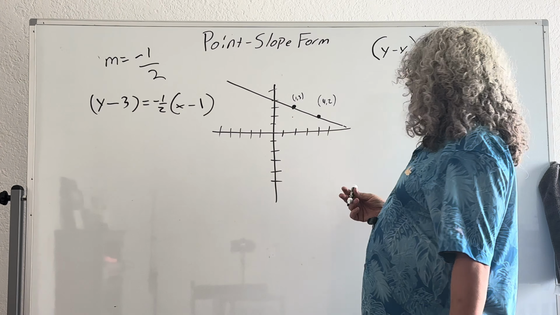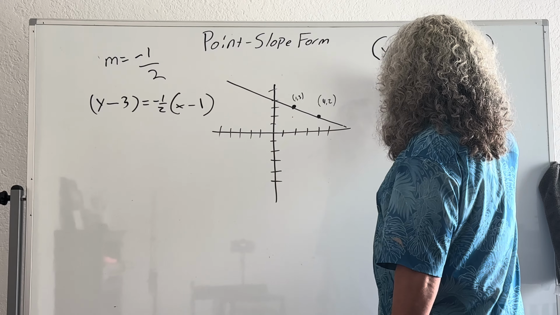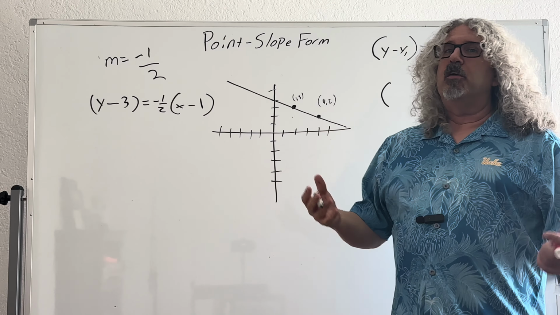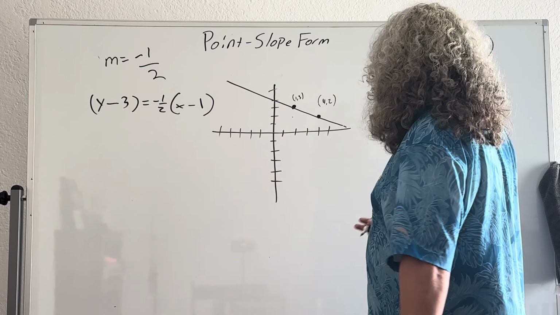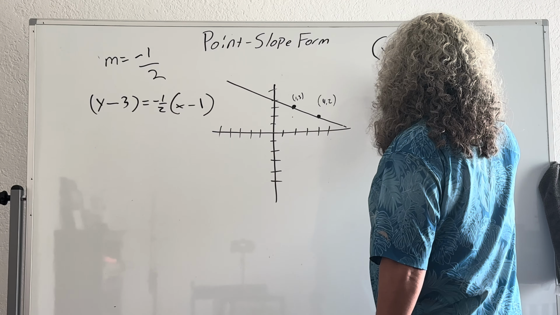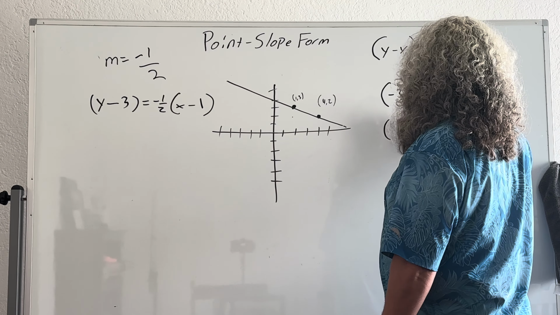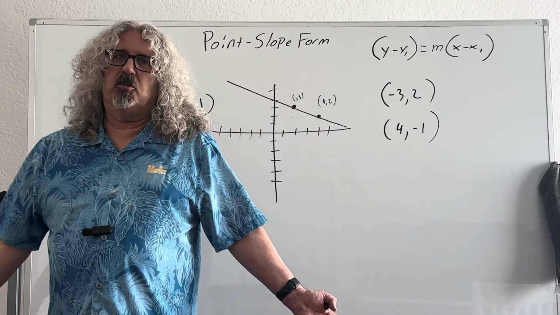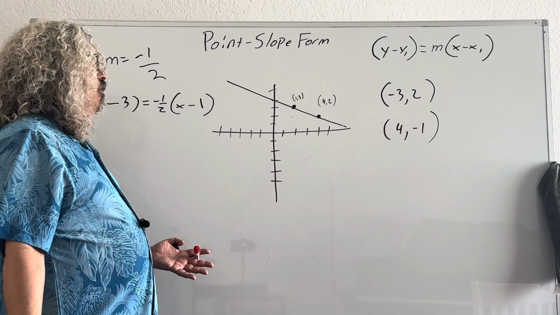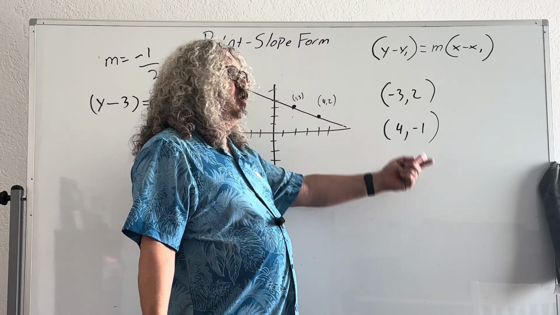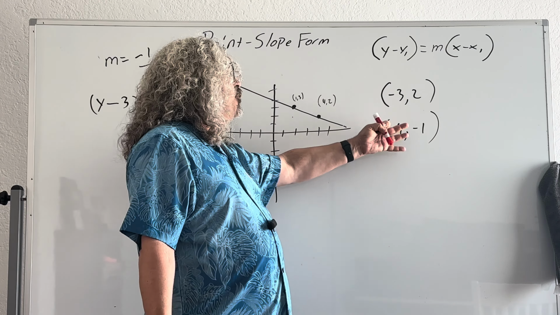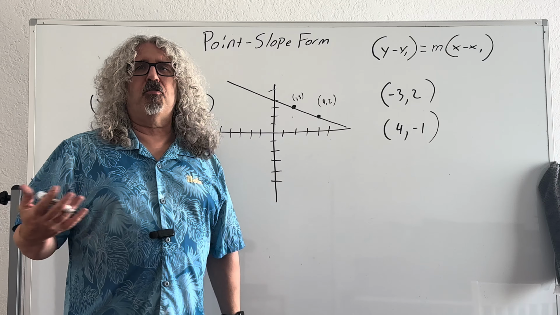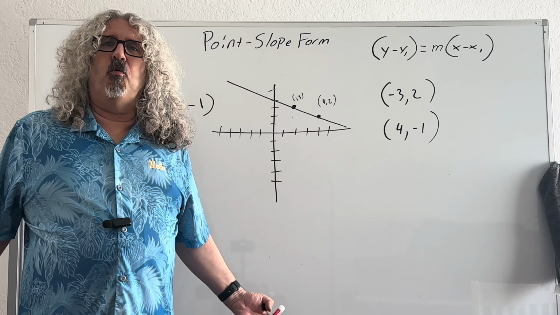Okay. Now let me just make one up. This time I'm only going to give you 2 points. You can do this if you're only given 2 points. Let's go -3 and 2, and let's go 4 and -1. So those are 2 points that I've just been given. Well, do I have a point? Yeah, in fact, I have 2 points, okay? I only need one of these points as we learned here, but I need a slope. I don't have a slope, so what do I do?